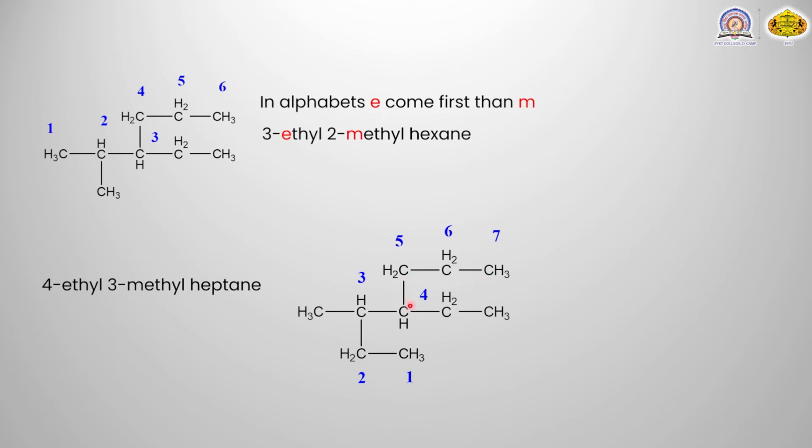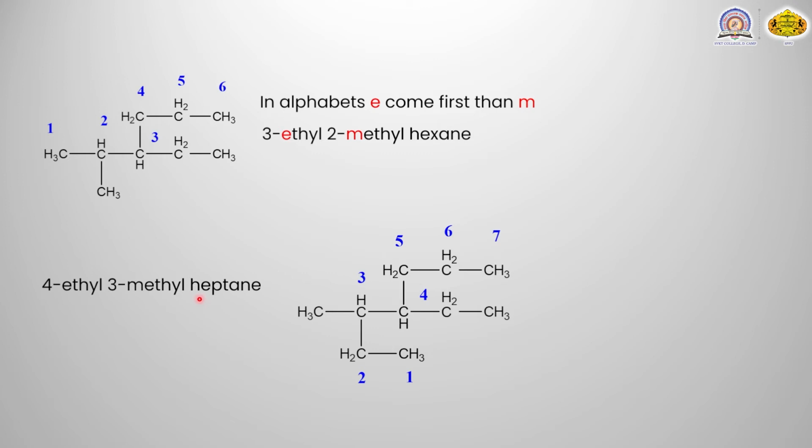So the longest chain will have 7 carbons. If you consider 1 2 3 4 5 6, this chain has only 6 carbons, so this has to be the longest chain having 7 carbons. So the parent chain will be hept. For 7 carbons, the name will be heptane. So the parent name will be heptane.